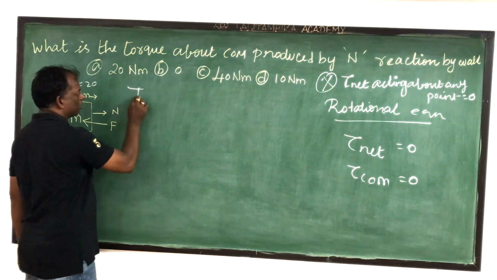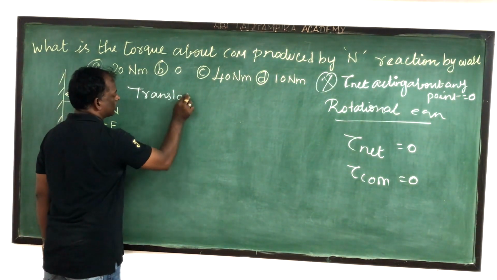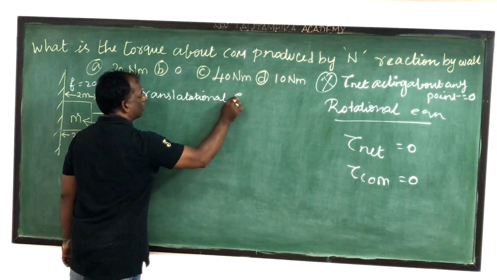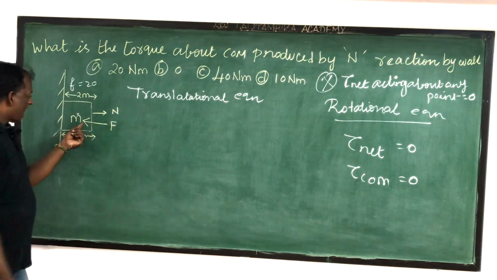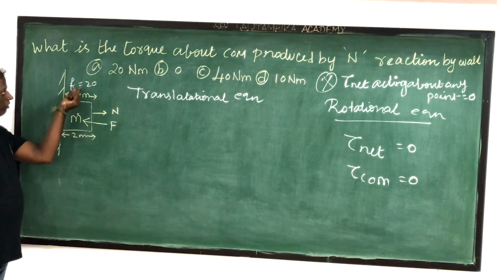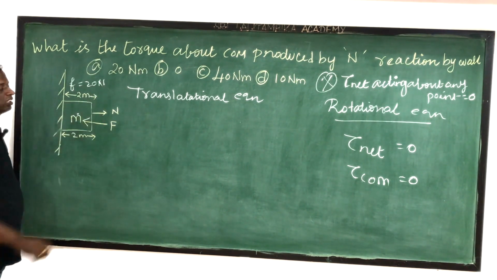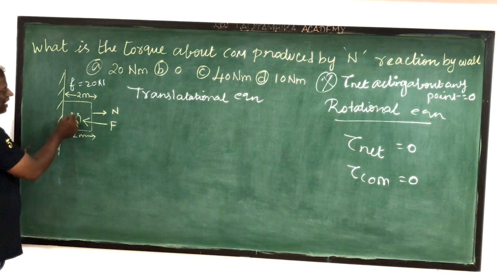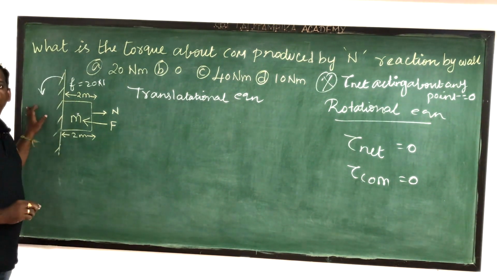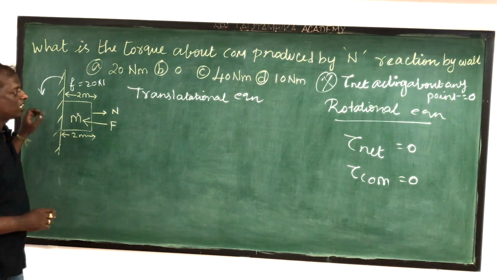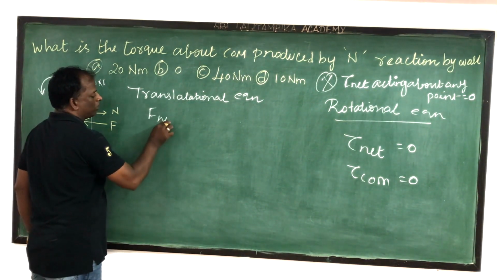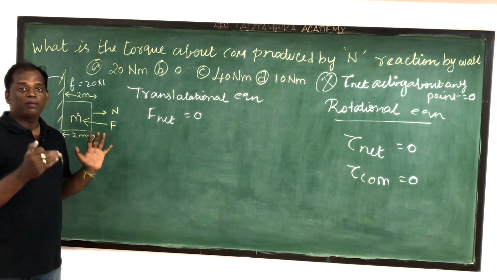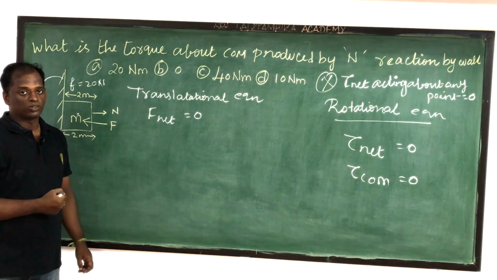So in terms of translation equation, the force is acting on this side. Where is the force acting? The force F is equal to 20 newton is given. Force F is equal to 20 newton. The force is acting in the anti-clockwise direction. So we have said F net is equal to 0. That is, if we add all the forces that act, it is equal to 0.